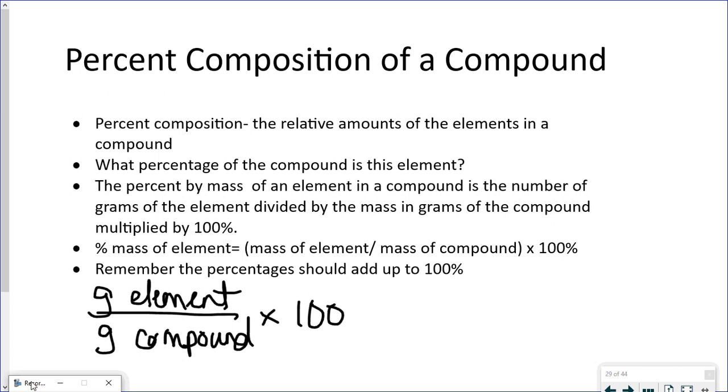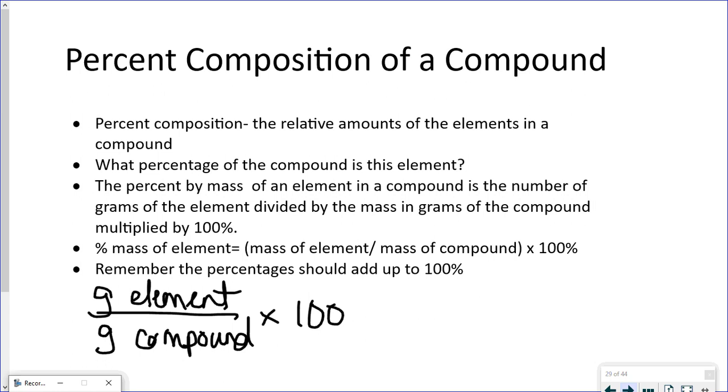And if it just wants the percent composition of the entire compound, you have to do this for every single substance in that compound. If it's only asking for a specific element, you only have to do this for that specific element. Now note, if you're doing this for everything in the compound, your percentages should add up to equal about 100. And if it's 99.5, that's okay. But if you get like 95%, that's a little too far off, so you would need to check your math.